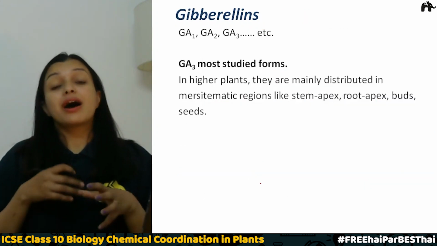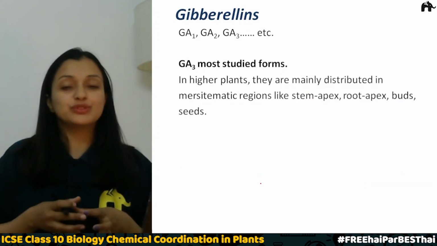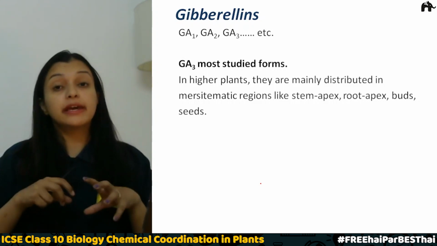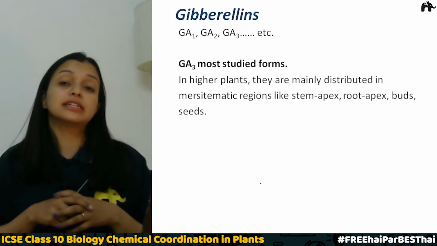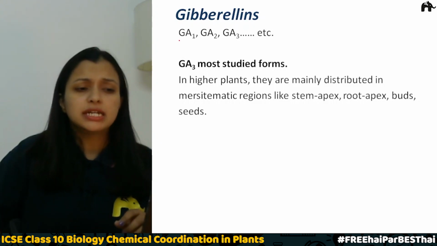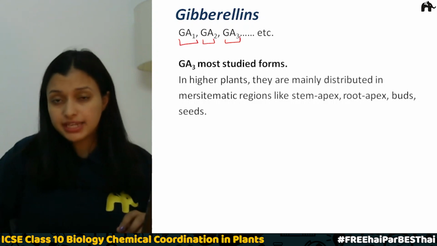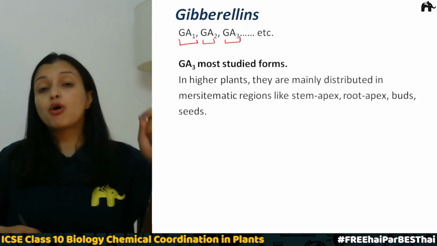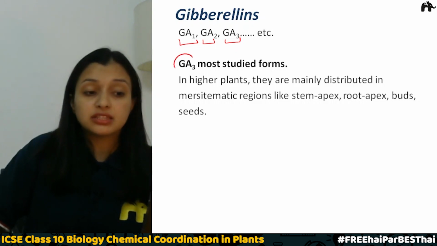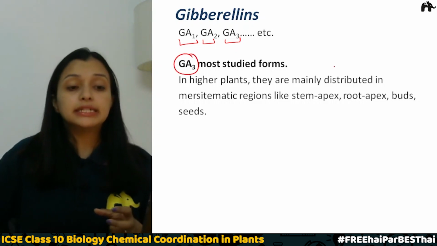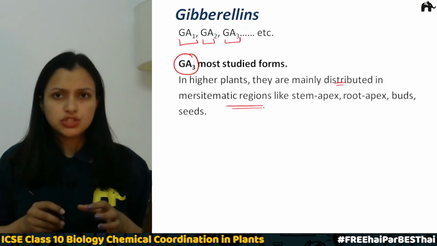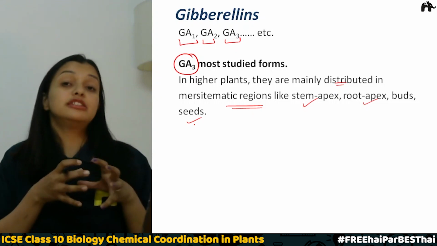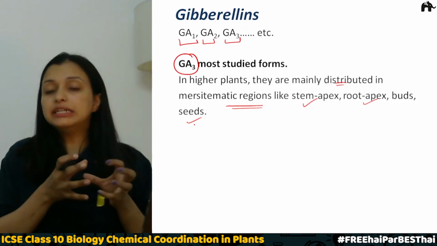So talking about our next hormone, the second hormone, that is gibberellins. Gibberellin is the next hormone that we will study. There are different forms of gibberellins that can be seen in plants. They are GA1, GA2, GA3 and many more, right? But the most studied form of gibberellin is GA3. In higher plants, it is distributed in the meristematic regions, like the shoot apex, root apex, buds or seeds. These are the different areas where we can find gibberellins.